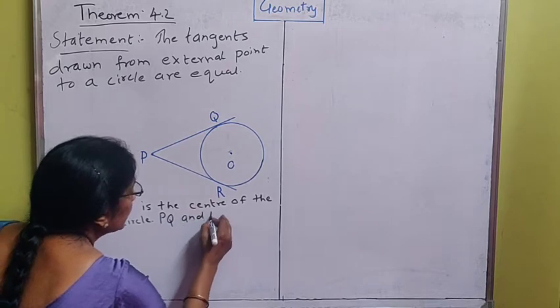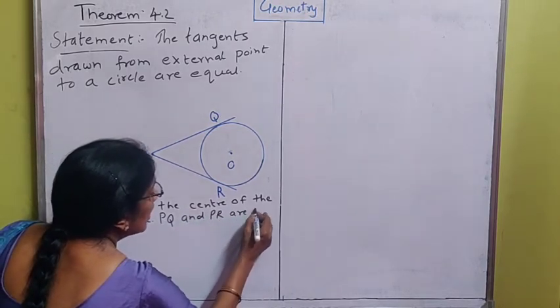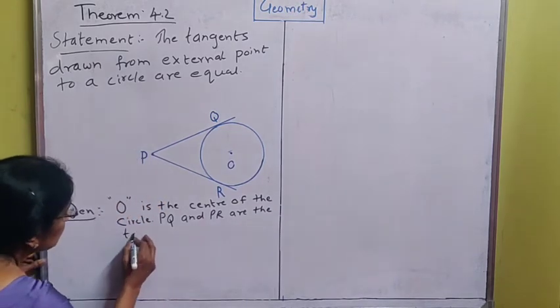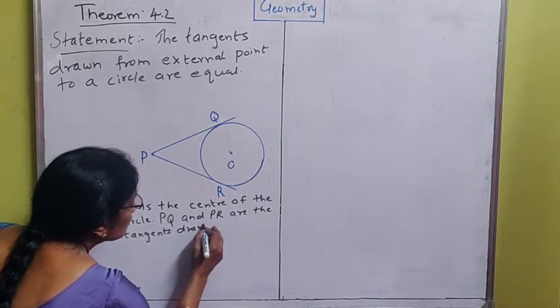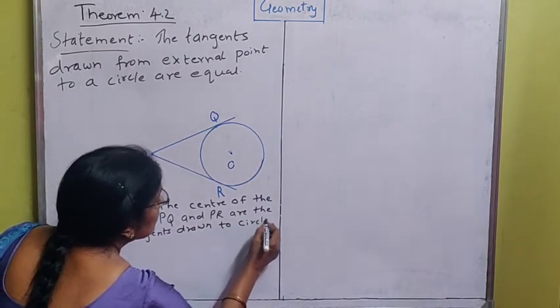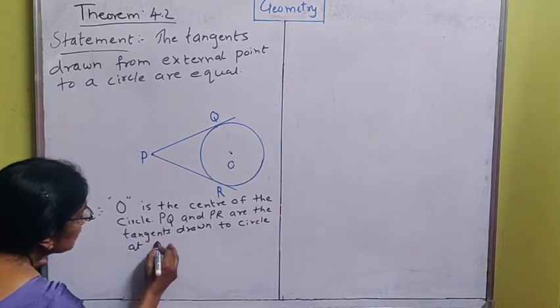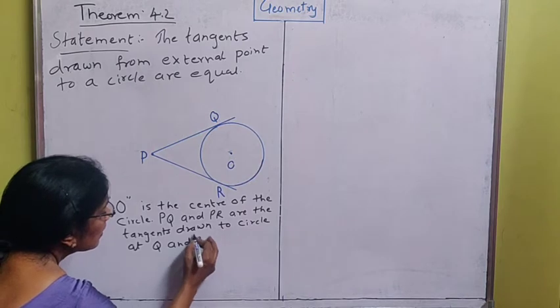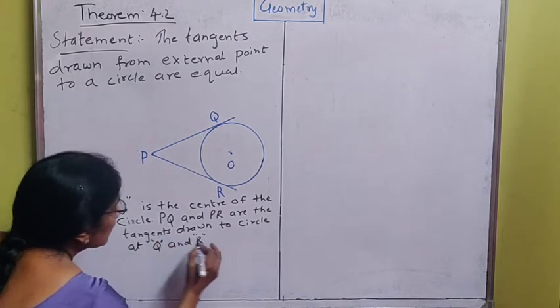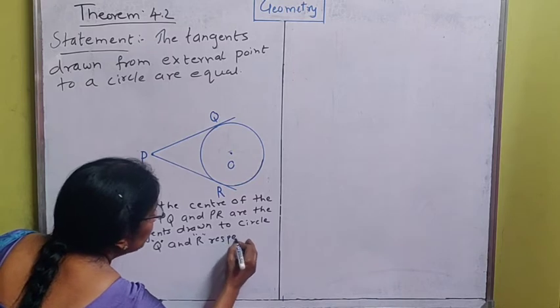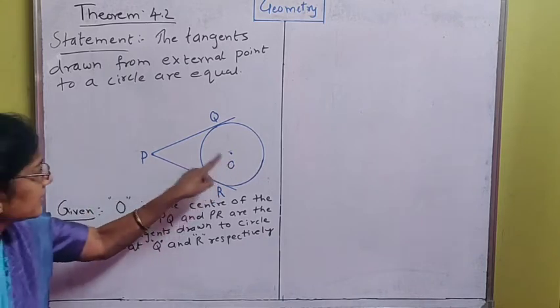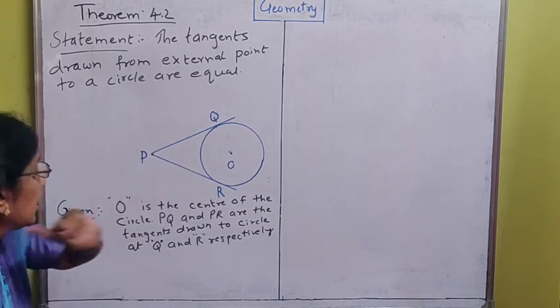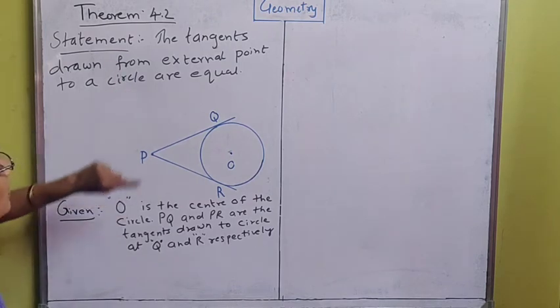PQ and PR are the tangents drawn to the circle at Q and R respectively. So O is the center of the circle, and PQ and PR are the tangents drawn to the circle at Q and R respectively.